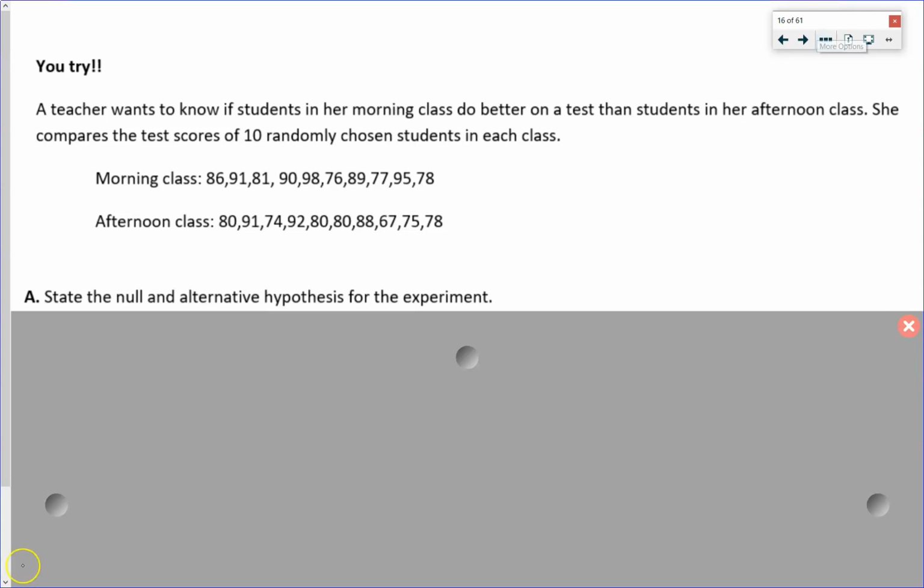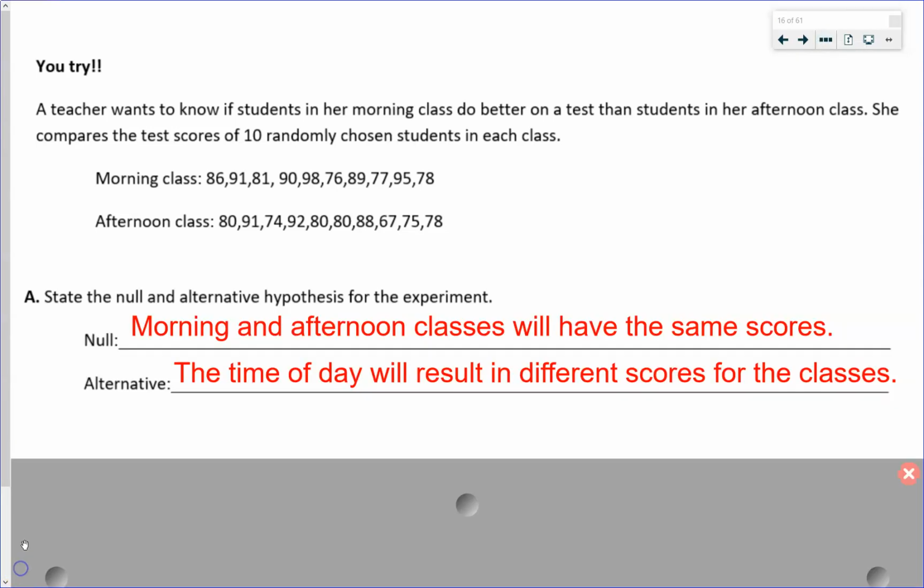All right, pause. Here we go. You should have something that says that the morning and afternoon classes will have the same scores, right? There's not going to be a difference. The alternate is going to be that the time of day is going to result in different scores for the classes. Okay, so null means no difference. Alternate means there is a difference. And yes, you have to make it specific to the example. You can't just say no difference and difference. It doesn't work like that. All right, so now let's do our 5-number summaries and our box and whisker plots. So pause the video, get that written down, and then come back and check with me.